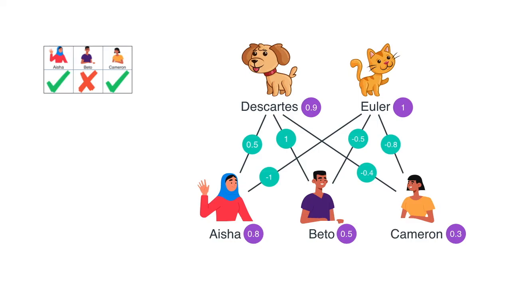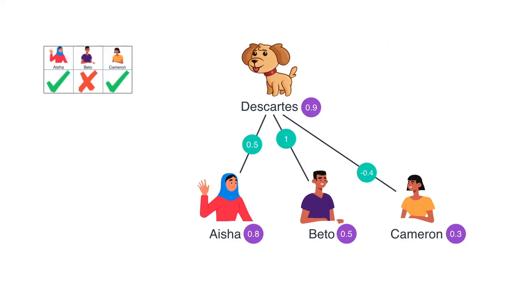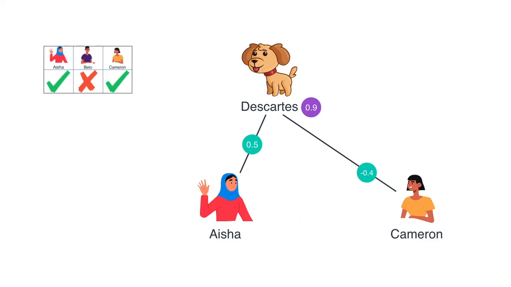Recall that Descartes and Euler don't depend on each other. They only depend on the people who showed up. That means that for now we can forget about Euler and all the edges connected to him. And also we can forget about the individual scores of the people. And since Beto doesn't show up in this scenario, we can also forget about him.